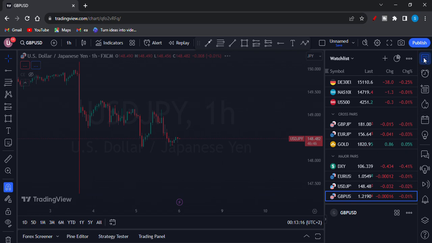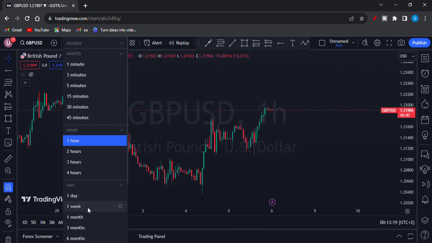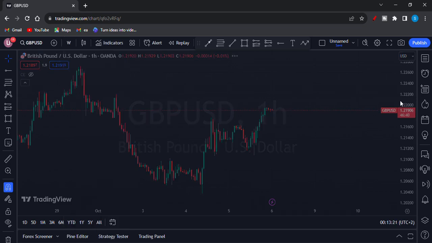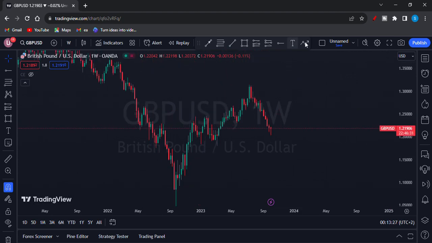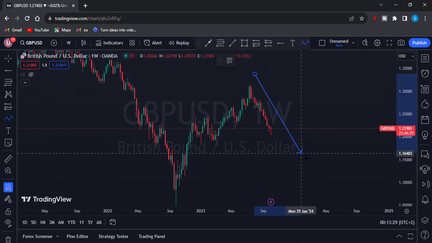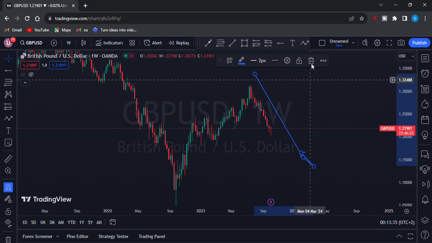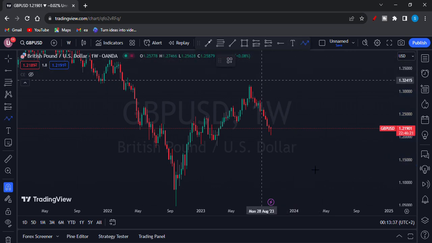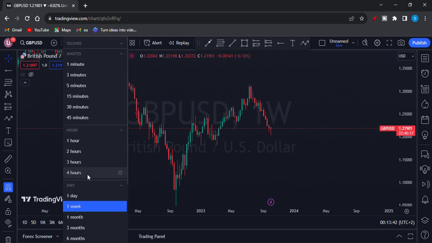And then let's go to GBPUSD, and then on a weekly. So for GBPUSD, on a weekly, we are on a downtrend. This is supposed to be a downtrend. I hope you get that. This is supposed to be on a downtrend. And then let's go to 4 hour.